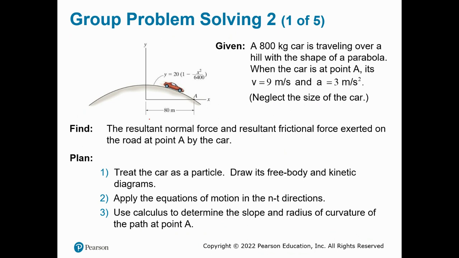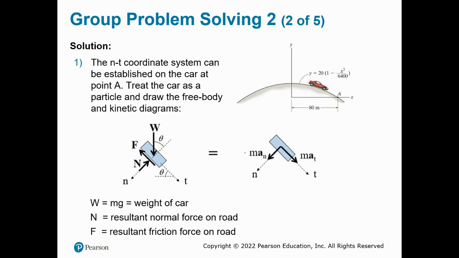Last example, I have this vehicle traveling over a hill, and the hill is a parabola function, right? When the car hits point A, velocity equals 9 meters per second and acceleration equals 3 meters per second squared. Find the resultant normal force and the resultant friction force exerted on the road at point A by the car. So we're going to draw our free body diagram.